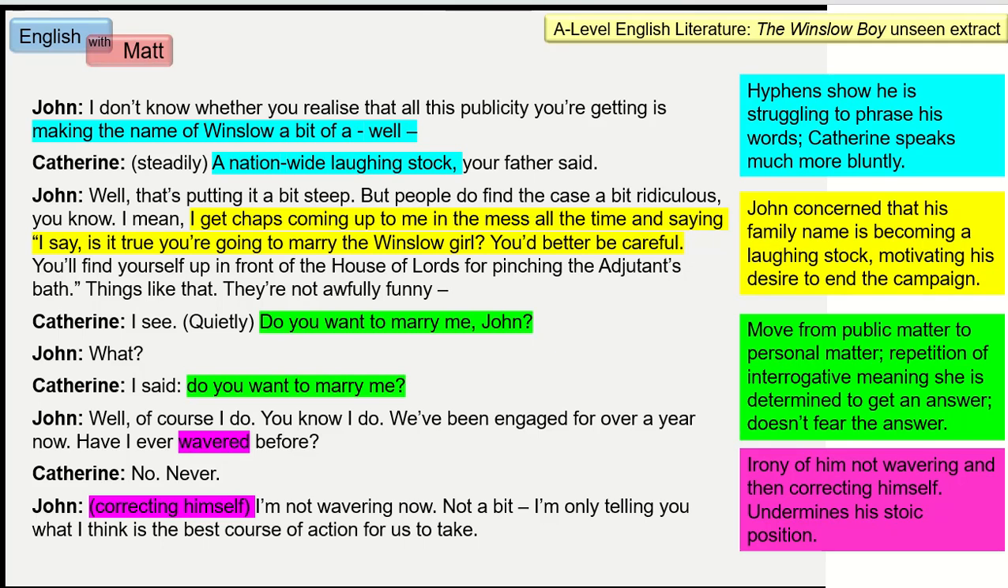Towards the end of this extract, you have this merging between the personal and the political. And again, this reminds me very much of A Doll's House, and it might remind you of A Doll's House too, if you studied that play. The idea being that what the couple discusses in the relative privacy of their own home is actually a reflection of a broader political situation.